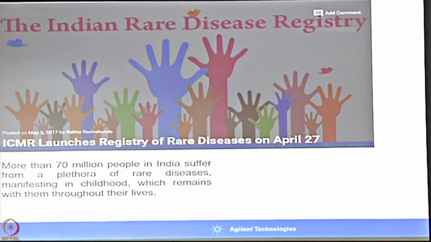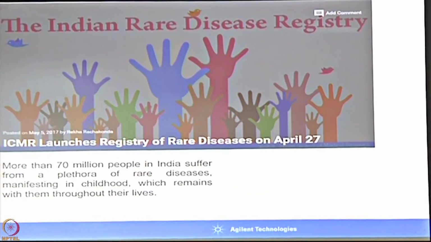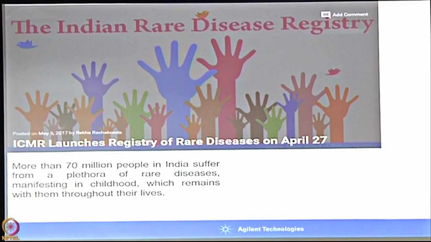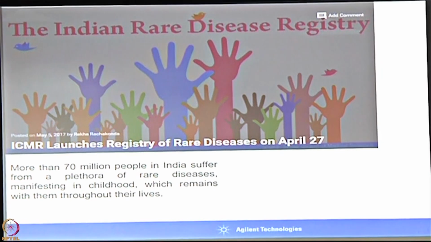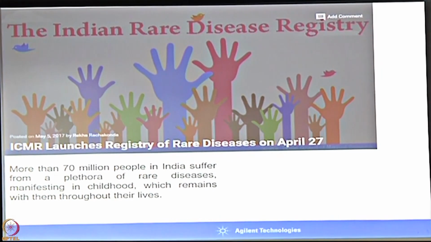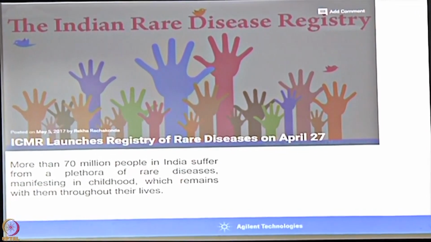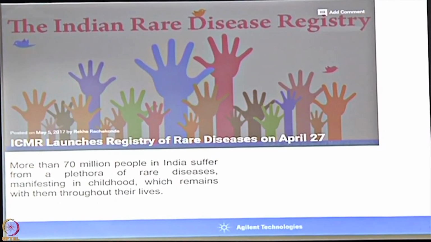So coming to Indian scenario, ICMR, the Indian Council of Medical Research, launched this registry in 2017. And they said that around 70 million people in India are also suffering from this rare disease. So it's quite a big number, and that's why they launched a project, the ICMR registry, where you can write a grant to them to work on the rare disease, what's the problem, how you can diagnose that thing, what's the treatment part of that.